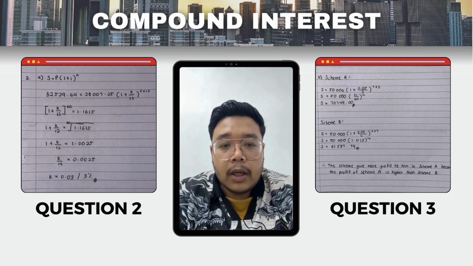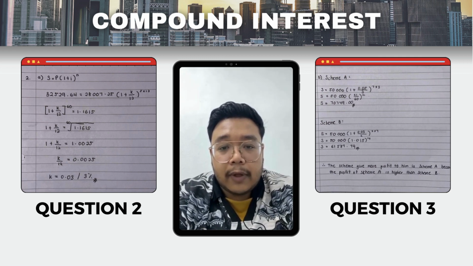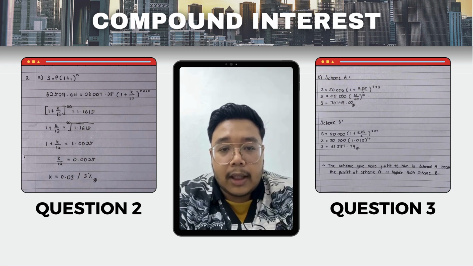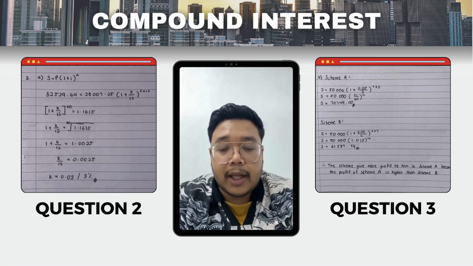1.1615. 1 plus K over 12 equals the 60th root of 1.1615. 1 plus K over 12 equals 1.0025. K over 12 equals 0.0025. And the final answer, K is 3%.